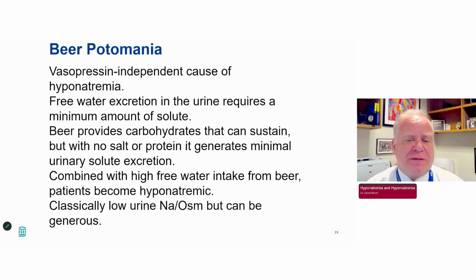So beer potomania is thought to be a vasopressin-independent cause of hyponatremia. You need some minimum amount of solute in the urine to excrete free water. So beer provides carbohydrates that can sustain caloric intake, but there's really no salt or protein, and it generates minimal urinary solute excretion. That's combined with a high free water intake from the beer, and patients become hyponatremic. I like to joke that there's no vodka potomania. You can't drink 2 liters a day of vodka and still remain standing, but you can drink many, many beers and do okay. Classically, there's a low urine sodium and a low osm, but it can be generous.